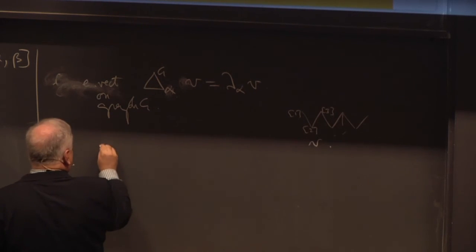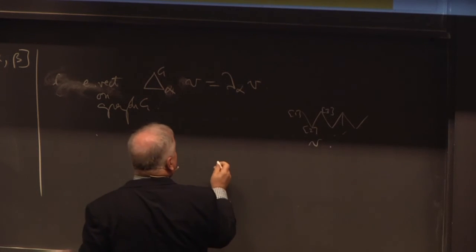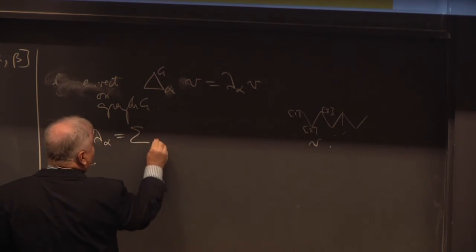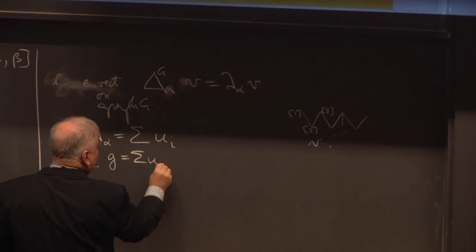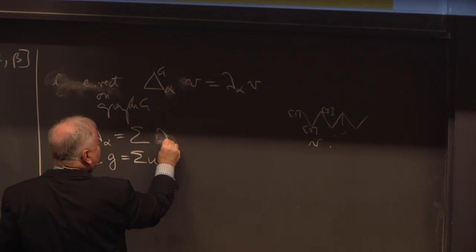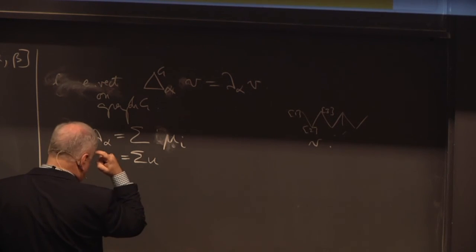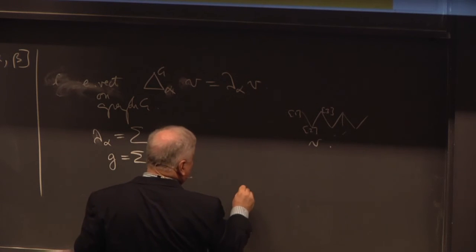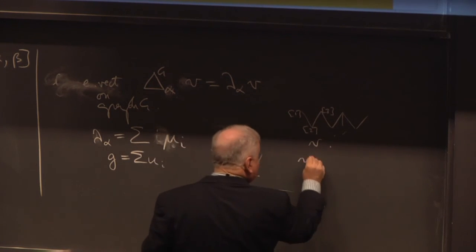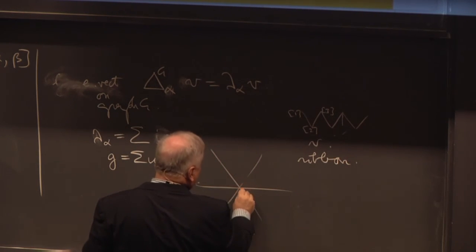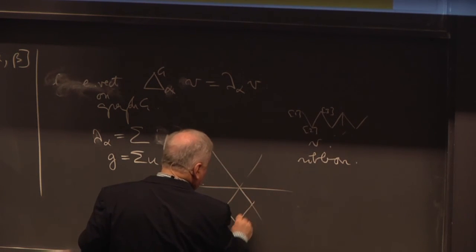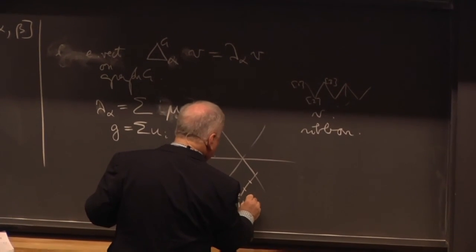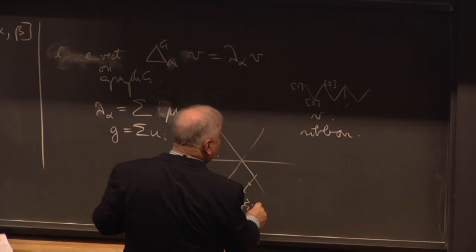And then we would write this lambda alpha as a sum of mu I, where g, the generator g, is a sum of ui's that you see up there. And then what we're going to do is, when we take the Cartesian product here for the ribbon, we're going to take at a point something like mu 1 to the power 2, mu 2 to the power 3 times, and on the ribbon we'll take the vector v.